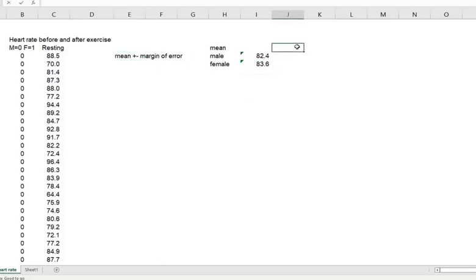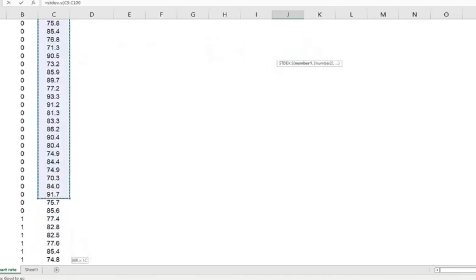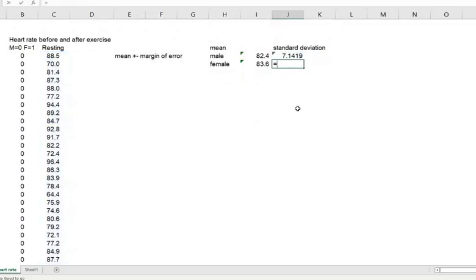So the margin of error is found by typing in equals confidence. Actually, before we do that though, sorry, to make equals confidence work, we need the standard deviation. Okay, so that's just the same process except you type in stdev.s and then click and drag for the males and then close the parentheses. And for females, same thing.